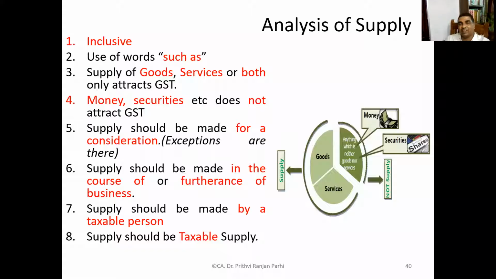Let me start the first analysis. The next session will go into more detail. First, if you analyze the concept of supply, you have seen that the definition is inclusive. That means do not think that only the things listed there are supply. There might be many activities not included in the list, but still they are going to be regarded as supply because the definition itself is an inclusive definition.